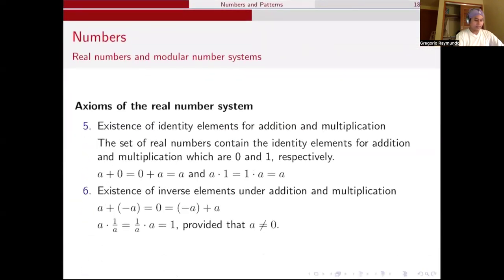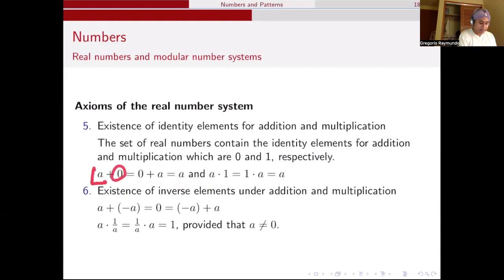And then, importante, number 5 and number 6, huwag mo pagbabaliktarin itong dalawang ito, mauuna muna ang existence of identity elements for addition and multiplication. Ano ibig sabihin ng existence of identity elements? Mayroon tayong pwedeng i-add na number 0 sa A such that ang makukuha natin yung A ulit. A plus 0 is equal to A. 0 plus A is equal to A. Sa multiplication naman, pag minultiply mo ng 1, A times 1 is equal to A, 1 times A is equal to A.